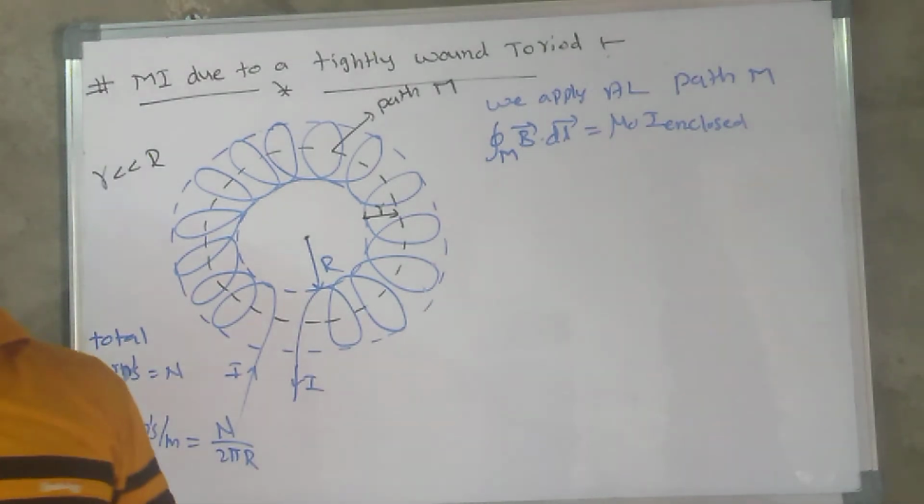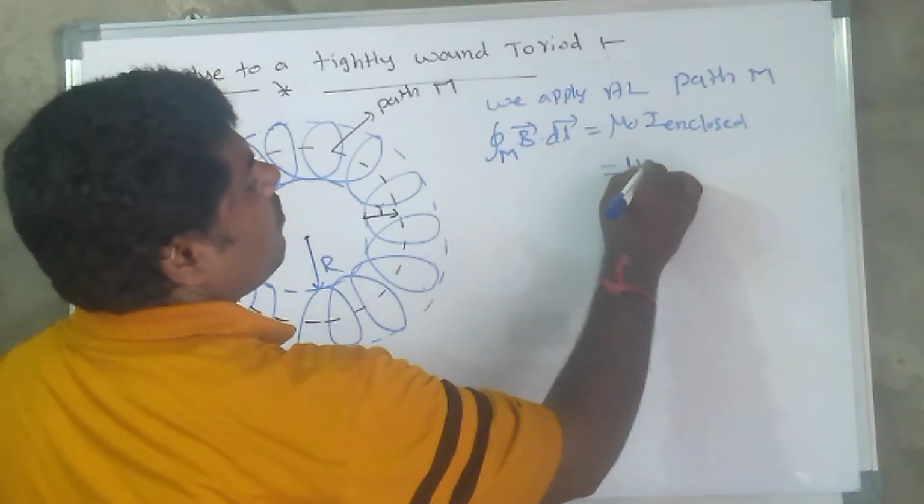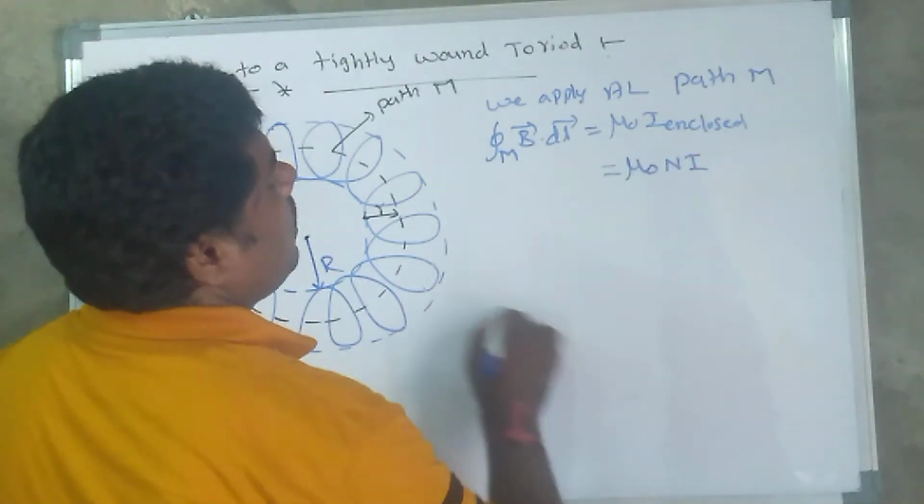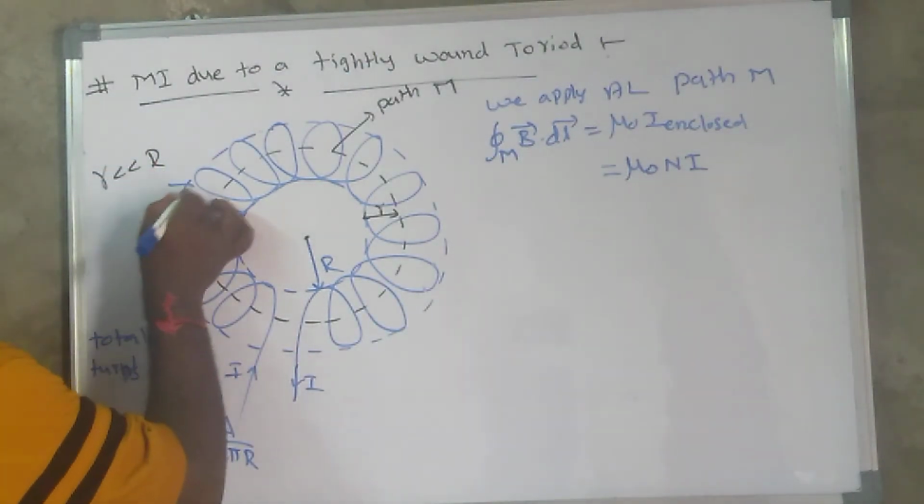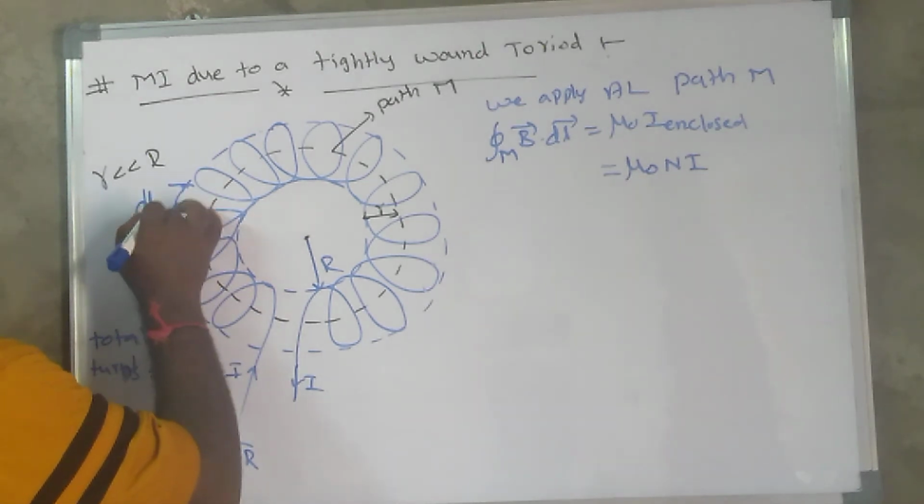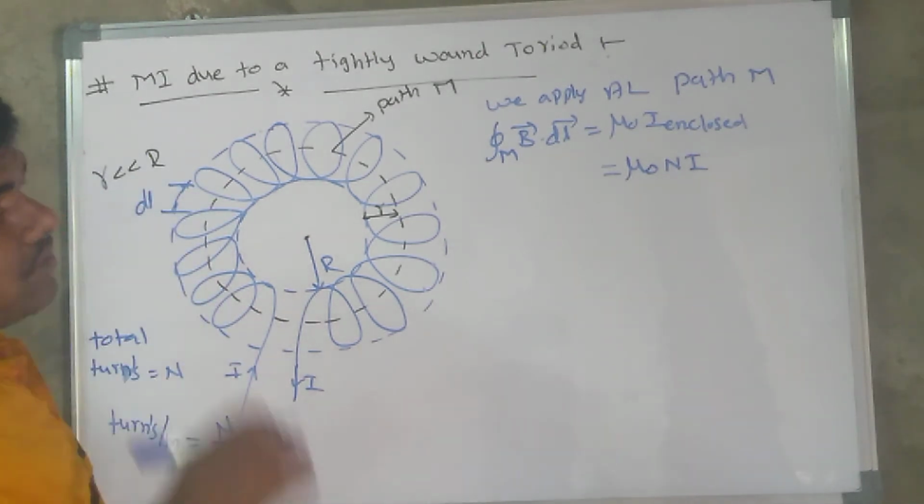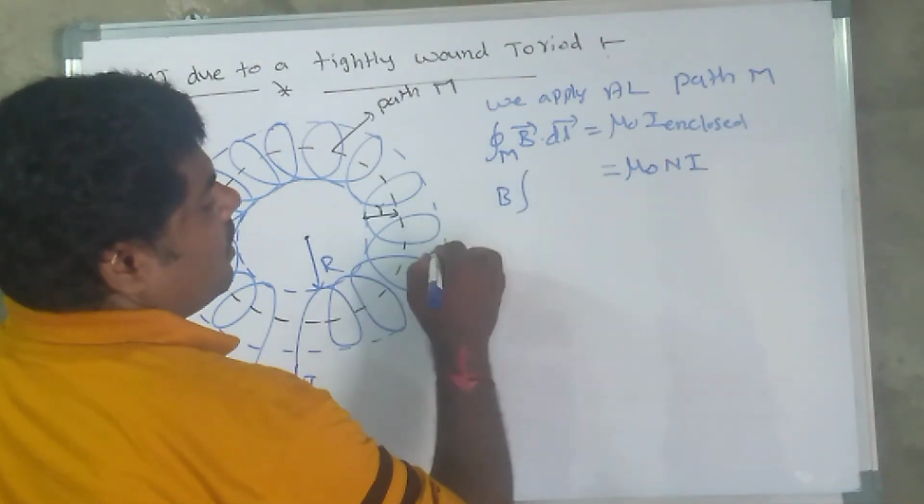So here the n into I. So here this value is nothing but mu into n into I. Here the B value, and let us consider this is a small elemental dl. This is a dl and the magnetic field is also in the same direction.